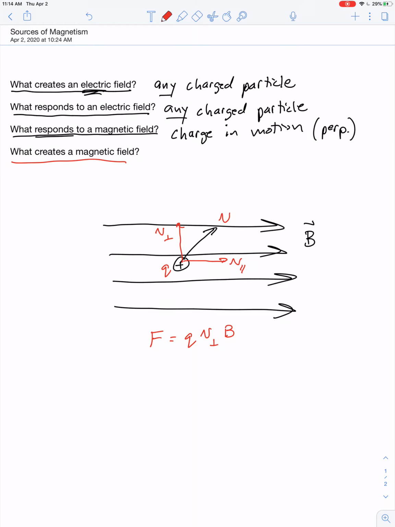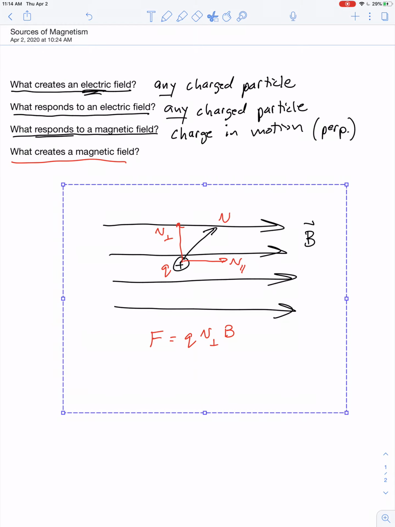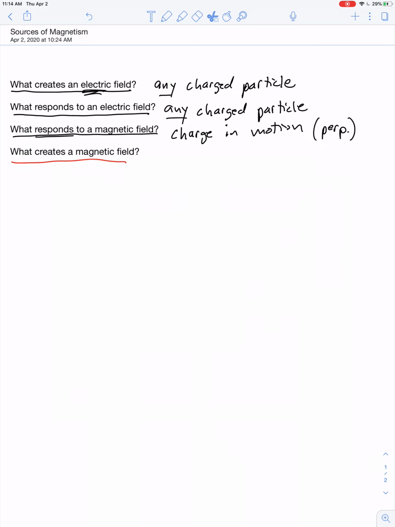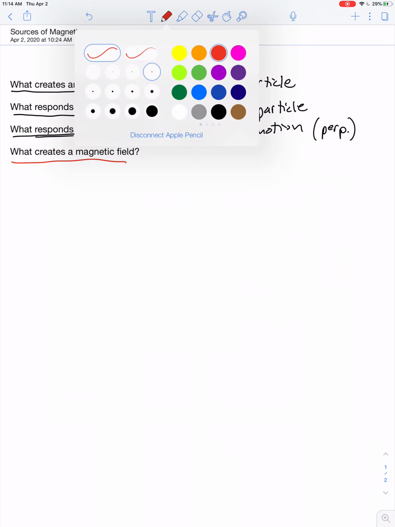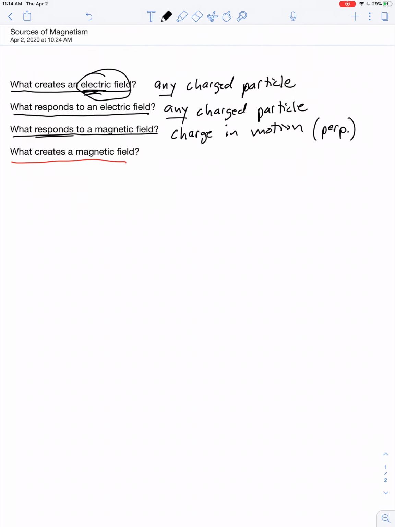What creates a magnetic field? So I wonder if you have a guess. If you're thinking like I'm thinking, maybe it goes something like this. What was true for electric fields might be true for magnetic fields. The same thing that creates the field is the same thing that responds to the field. Is that also true for magnetism? The answer is yeah. Charge in motion responds to a magnetic field, but it's also charge in motion that creates a magnetic field.